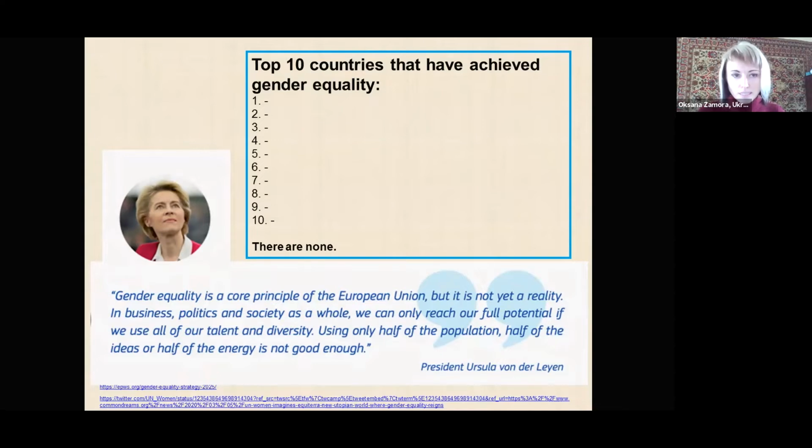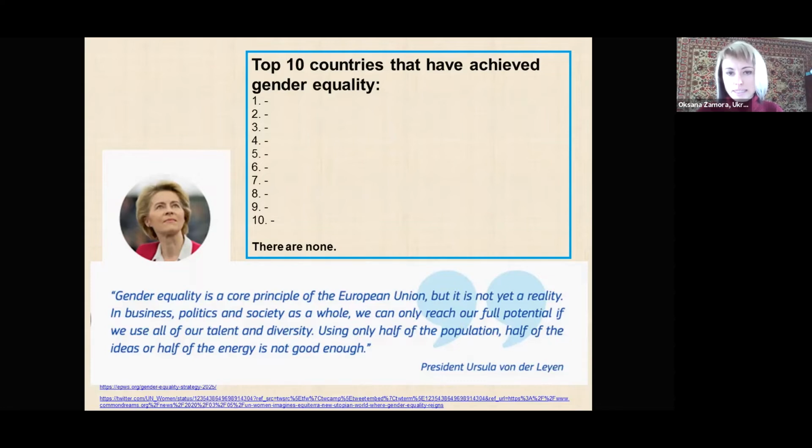Here you can see the statement of the European Union President, and she made an interesting statement, which you can see on the screen. It gives a good understanding of the European Union position. It says that gender equality is a core principle, but using just half of the energy, half of the efforts, half of the ideas is not enough for achieving it.